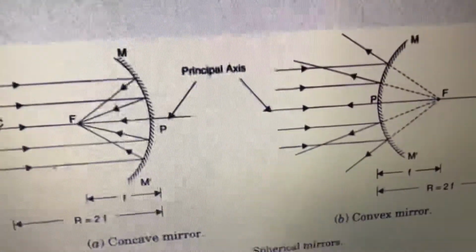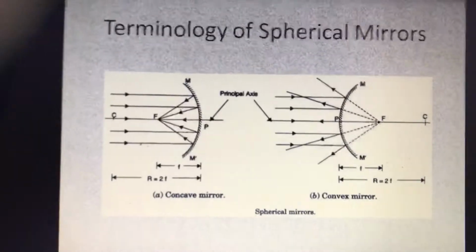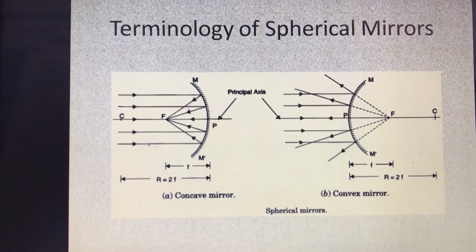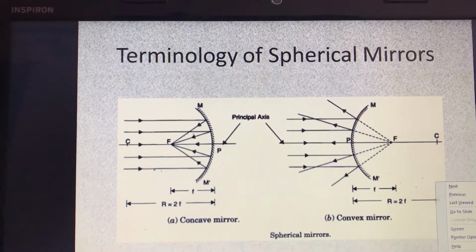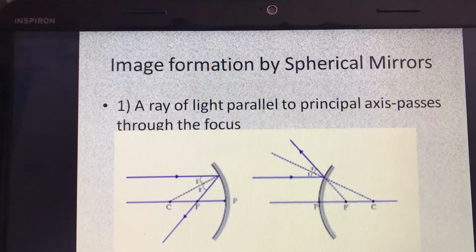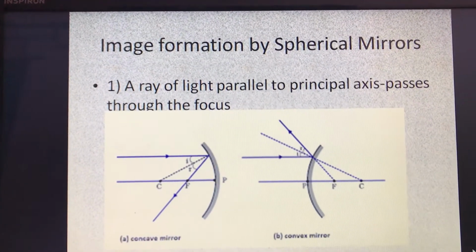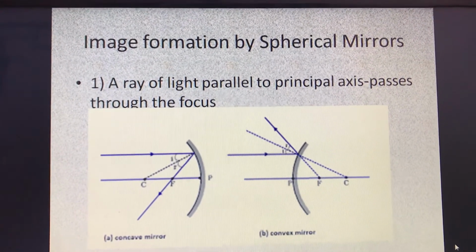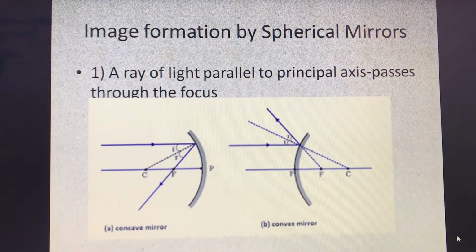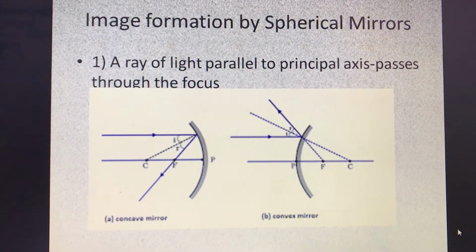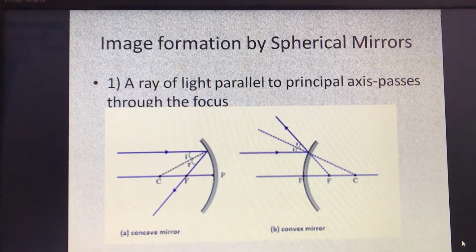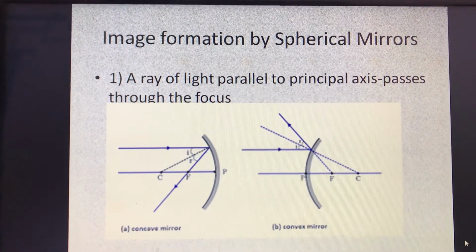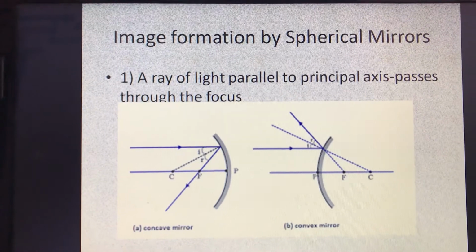So here we were at the end of the first part. Now we'll move ahead. Next topic is image formation by spherical mirrors. How images are formed, and for that we show them by drawing ray diagrams. So here some rules are there for drawing the ray diagrams. There are 4 rules.